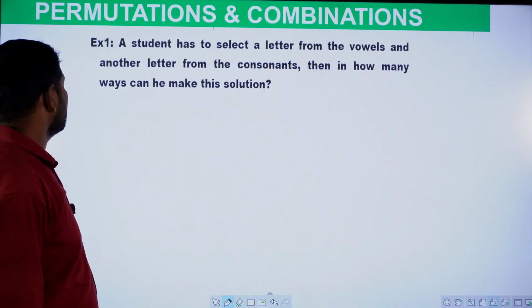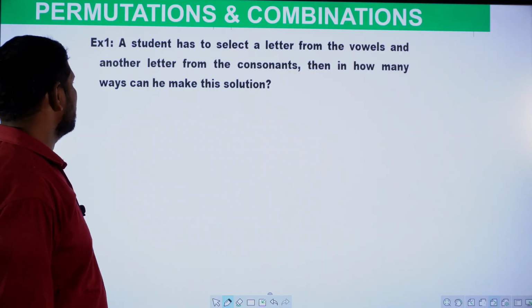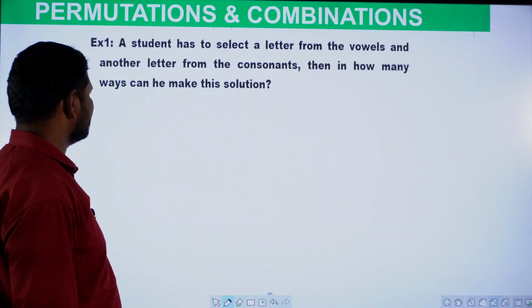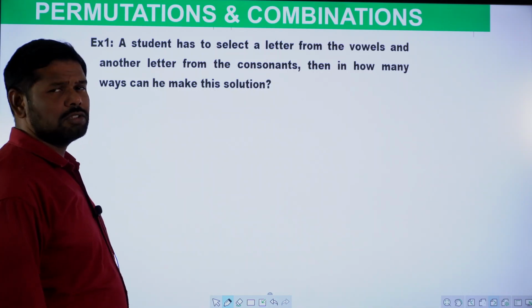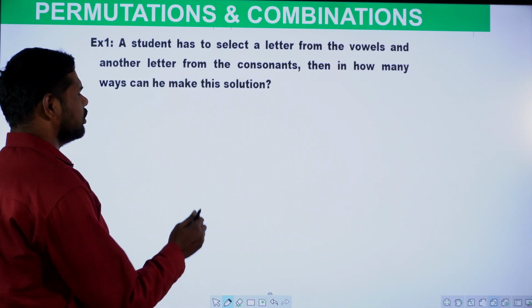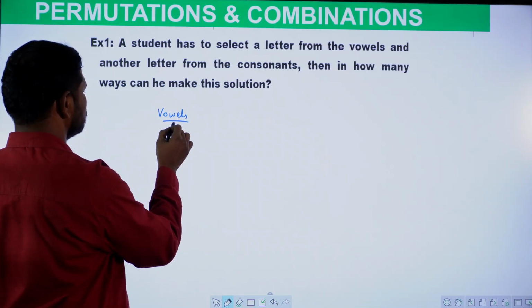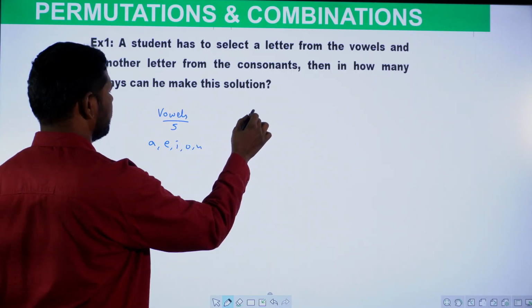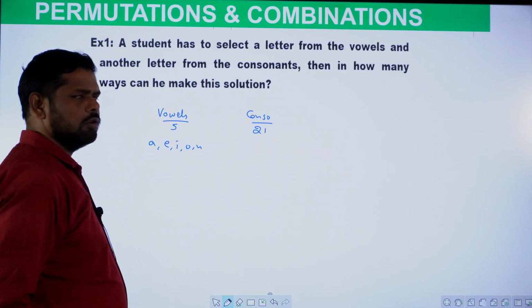A student has to select a letter from the vowels and another letter from the consonants. Then in how many ways can he make this selection? We know the alphabet has 26 letters. So vowels are 5: A, E, I, O, U. And the remaining all are consonants, those are 21. We know that.